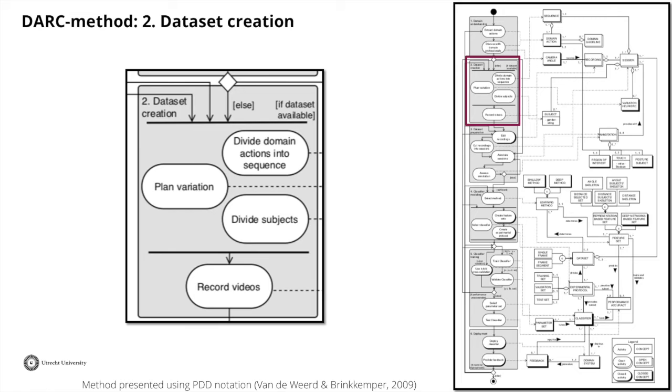In addition, if multiple people are present in the videos, they need to be divided over the different roles to ensure the classifier will be able to distinguish the roles and not the specific persons. After this has been done, the videos can be recorded according to the plan.